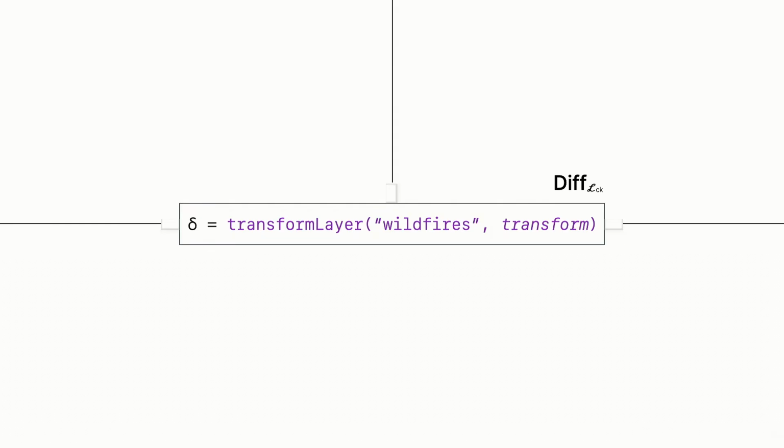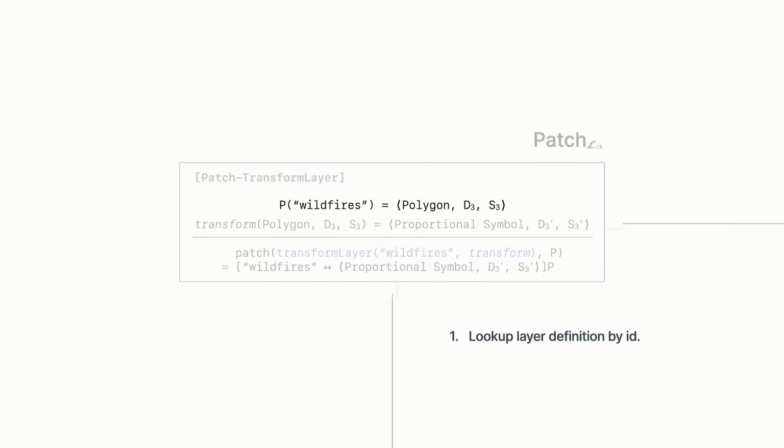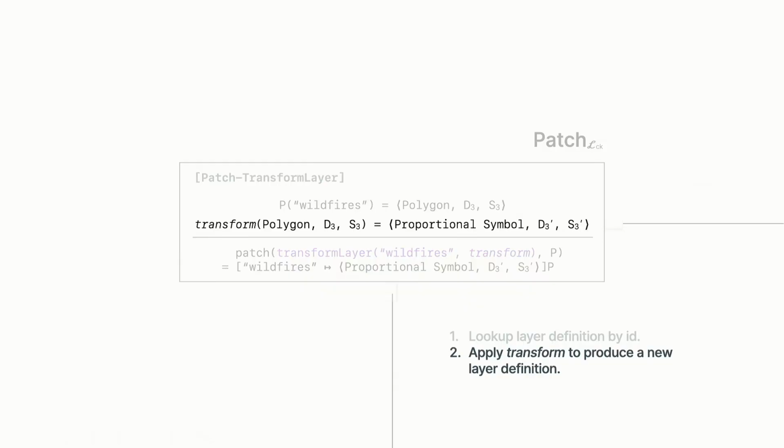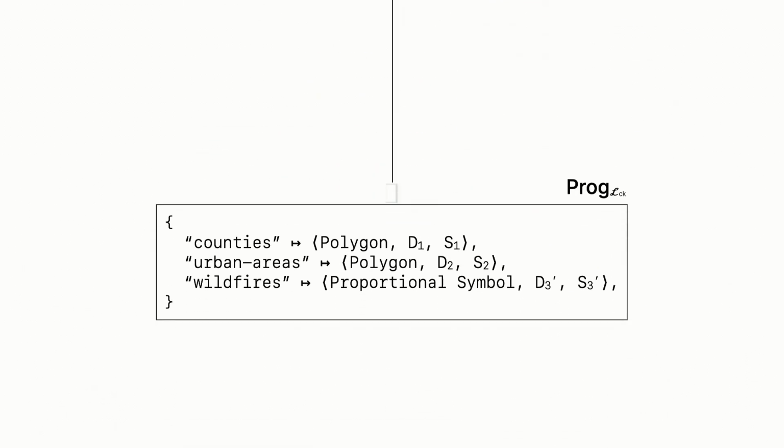So let's see how patch is going to operate over this diff. Here's our inference rule for patch for the transform layer diff, and it can be read as follows. We'll first start by looking up the layer in the program by ID. Then we'll apply this transform function to produce a new layer definition, in this case for a proportional symbol layer with some modified data and a modified visual encoding. And then in the conclusion, we're just substituting that new layer definition back into the program. And so we end up with an updated program on the other side.